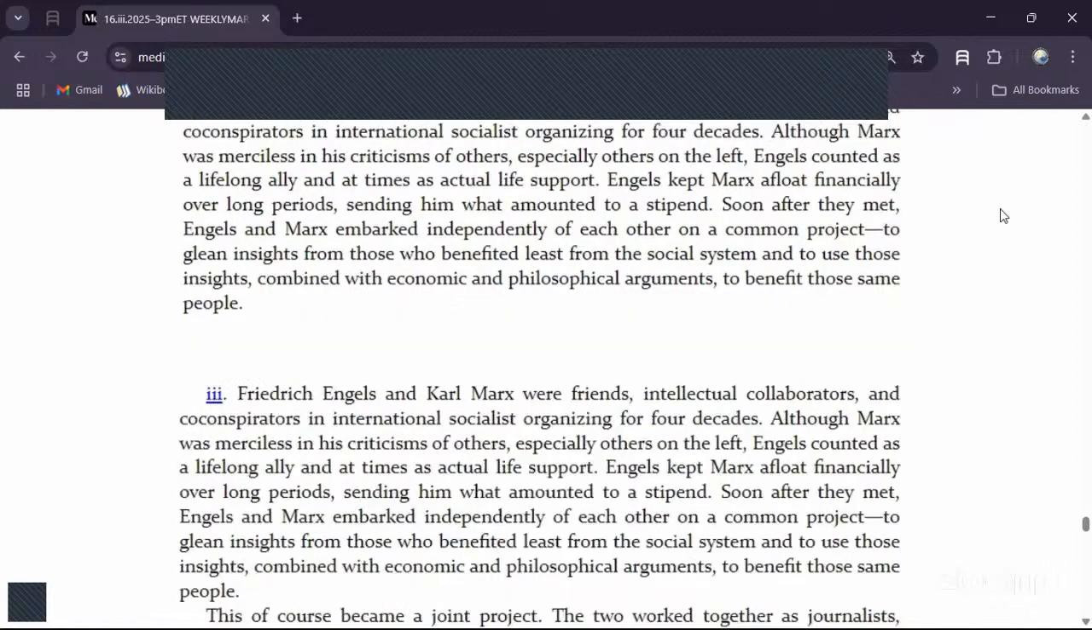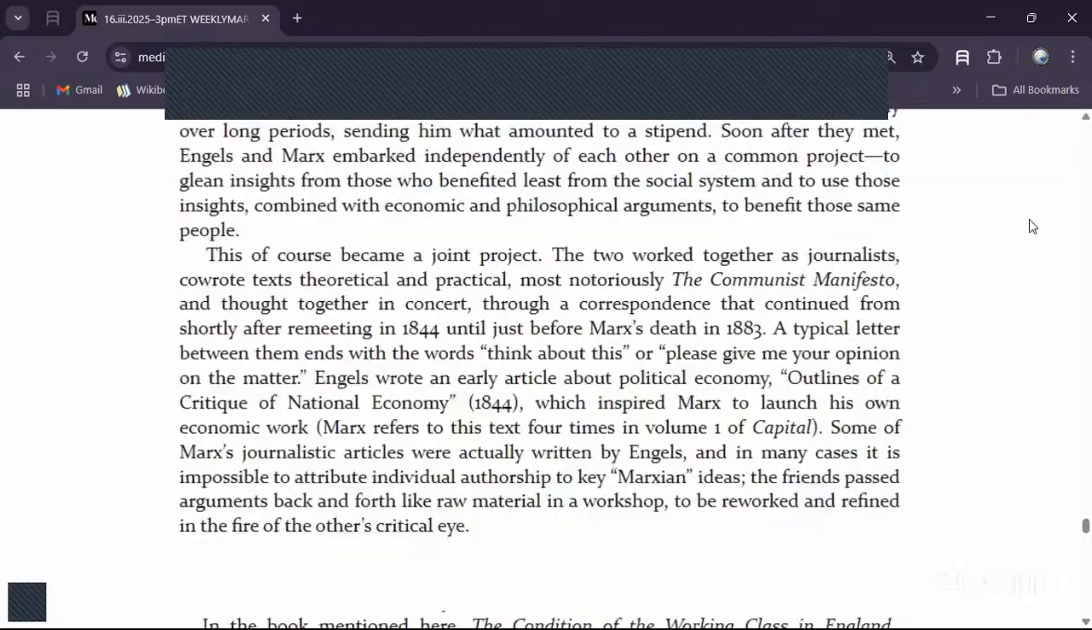Now, this, of course, became a joint project. The two worked together as journalists, co-wrote texts theoretical and practical, most notoriously the Communist Manifesto, and thought together in concert through a correspondence that continued from shortly after re-meeting in 1844 until just before Marx's death in 1883.